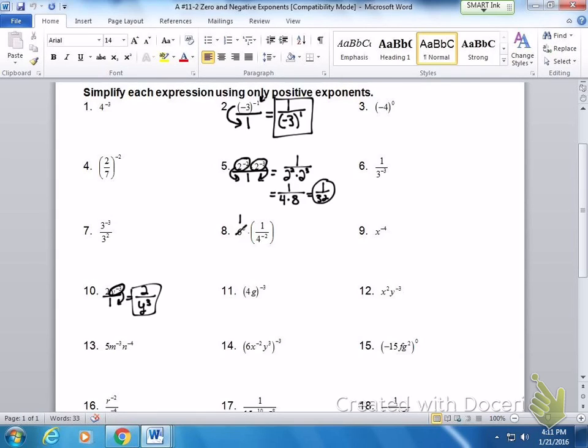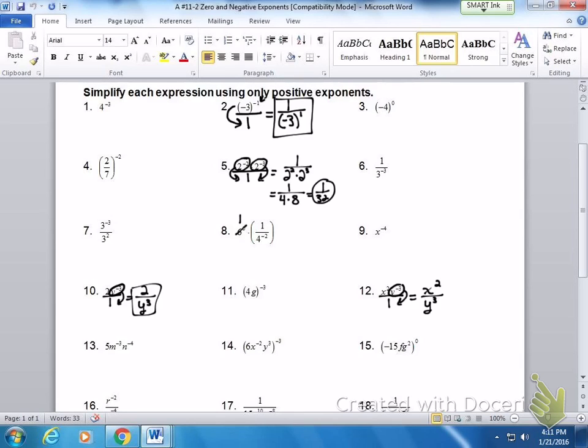Number 12, here's a quick one. This is really a numerator, and y to the negative 3 has to be moved. The x squared stays. The y to the negative 3 moves and turns into y to the positive 3.